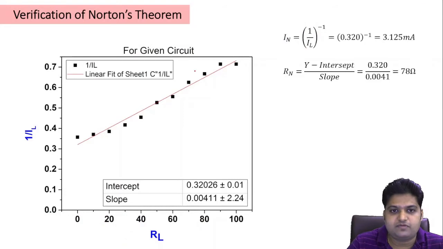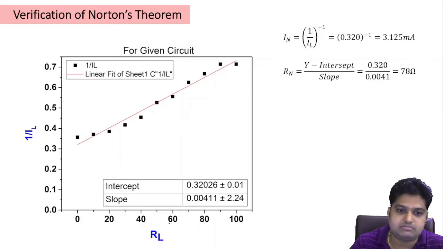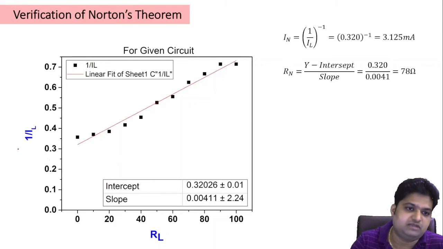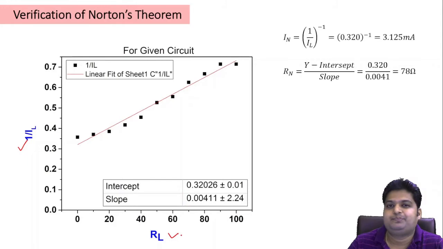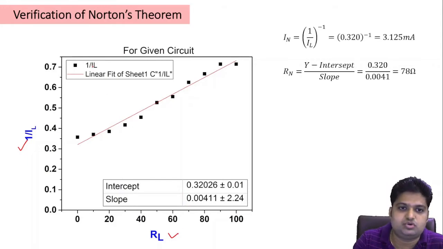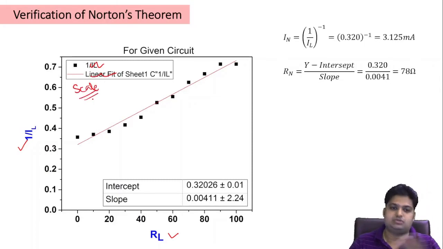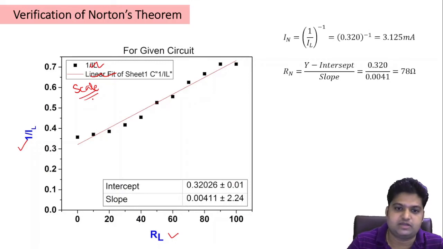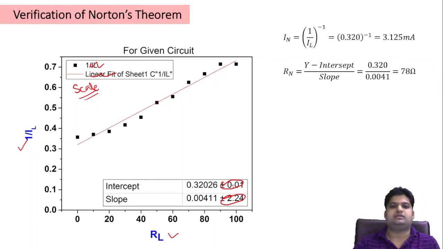Fine, so let's plot the graph. When I plot the graph of the given circuit, remember the graph that you need to plot in the case of Norton's theorem is the inverse of the current versus the load resistance. Of course you don't have to write all this, you have to write your scale, as you write in school, where 1 unit is equal to what it is. So when you're plotting the graph, you see, this is the intercept.